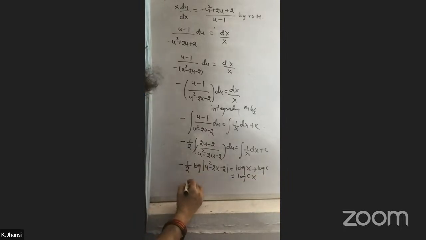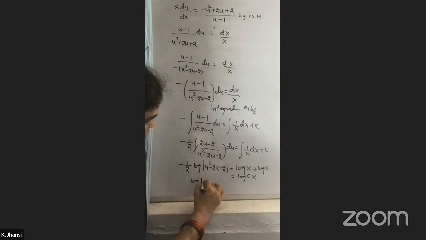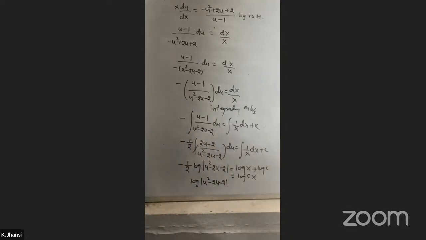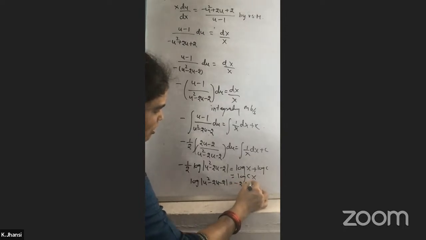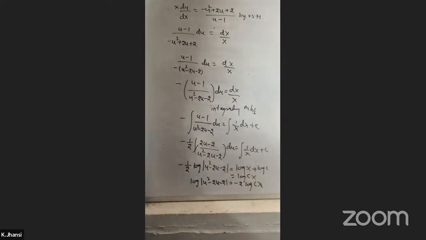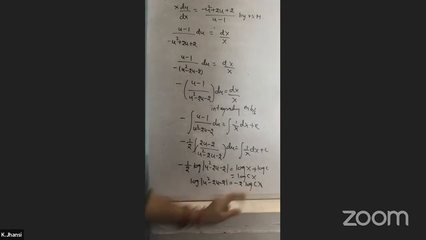And here you are able to see now, this is log of u square minus 2u minus 2. Whatever minus 2, numerator or denominator, anything, this minus 2 you can take to the other side. Okay, right hand side, so it will be minus 2 log of Cx. Okay, now this log and this log both will get cancelled.